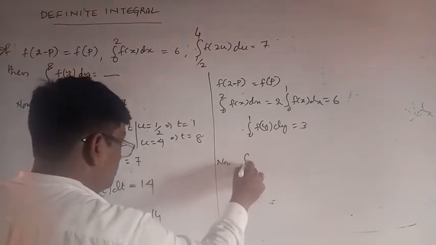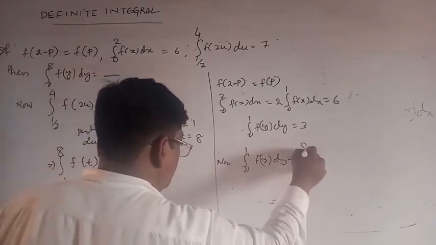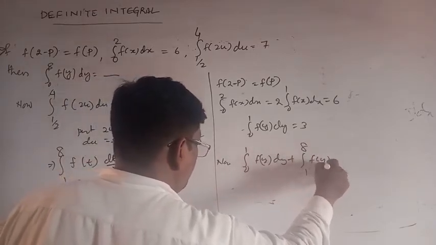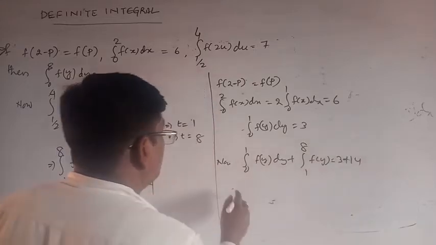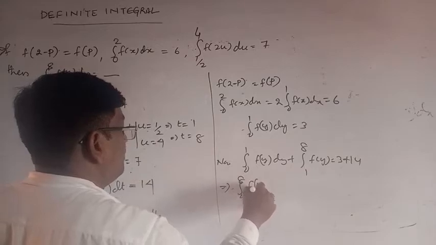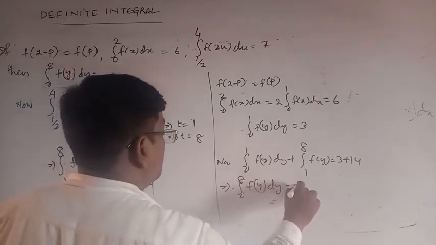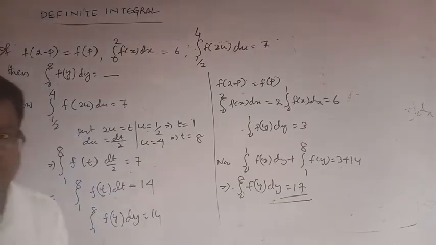Now the integral from 0 to 1 of f of y plus the integral from 1 to 8 of f of y is equal to 3 plus 14. So that implies the integral from 0 to 8 of f of y dy is equal to 17. So 17 is the answer. Now another question.